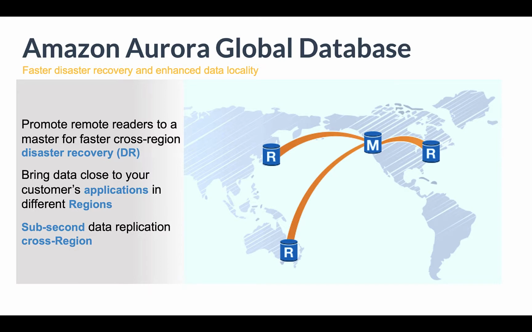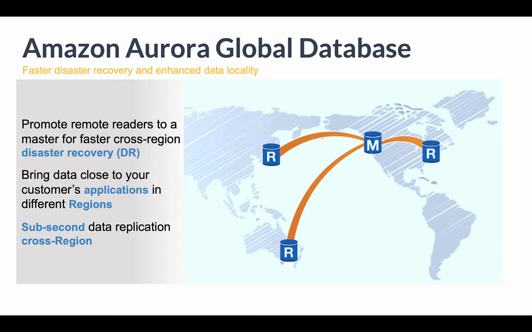What is Aurora Global Database? Amazon Aurora Global Database is a feature designed for globally distributed applications, allowing a single Amazon Aurora cluster to span multiple AWS regions. It uses physical replication to replicate across regions without impacting database performance. Enables fast local reads with low latency in each region, and provides disaster recovery from region-wide outages.